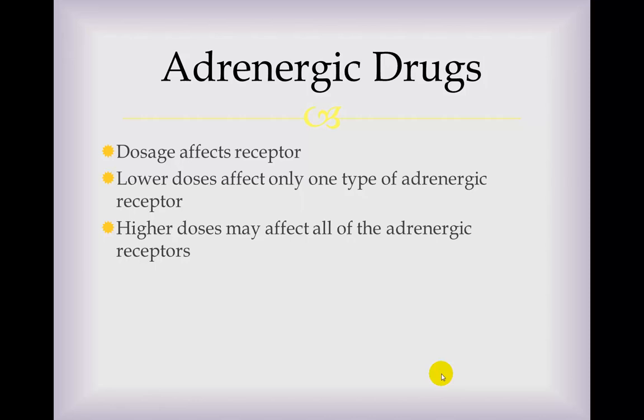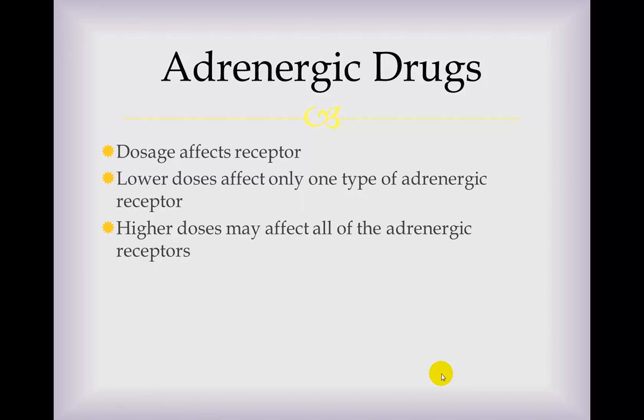So some commonalities that we want to think about when we're talking about adrenergics is that the dosage affects the receptor. A lower dose may make it selective so that it may only affect one type of adrenergic receptor, so alpha or beta, or maybe only beta 1 or beta 2.